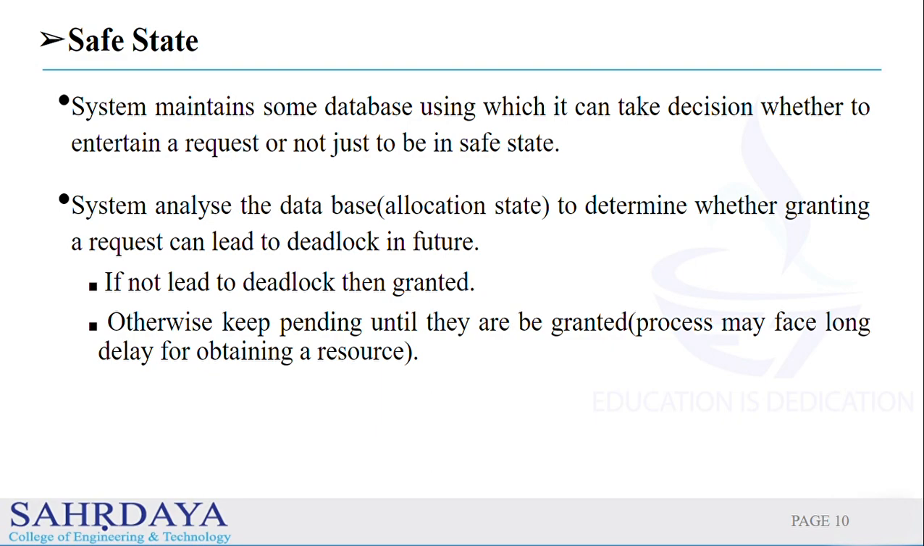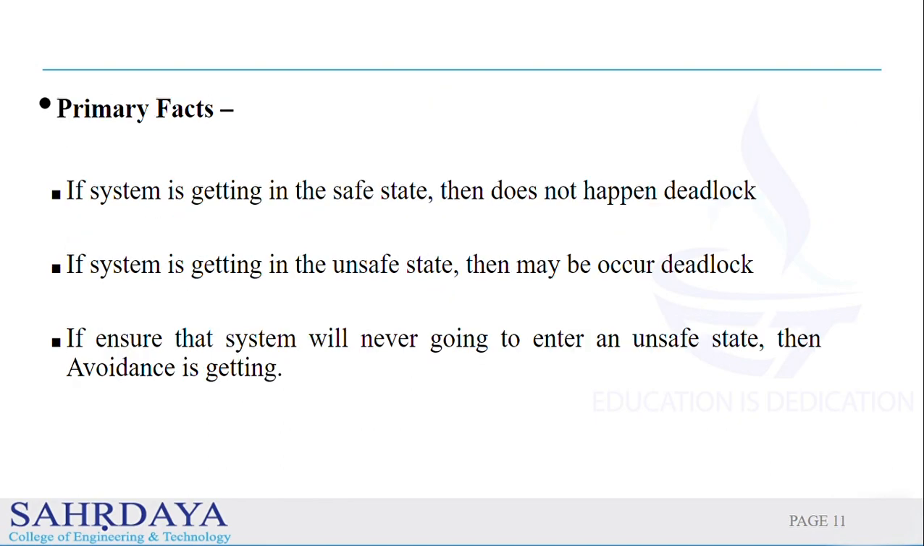When a process requests some resources, the kernel analyzes the database within it, checks the database, and then it is granted. If the system is getting into a safe state, then deadlock does not happen. If the system is getting into an unsafe state, then deadlock may occur. If we ensure that the system will never enter an unsafe state, then avoidance is achieved. Now, the drawback of this is that a process may have to wait for a long amount of time.